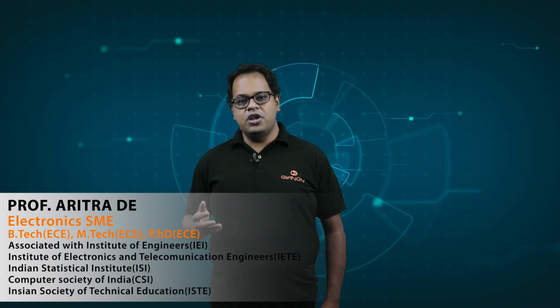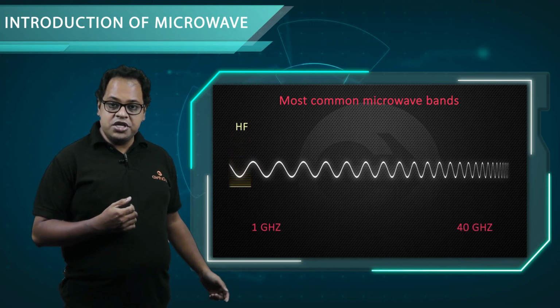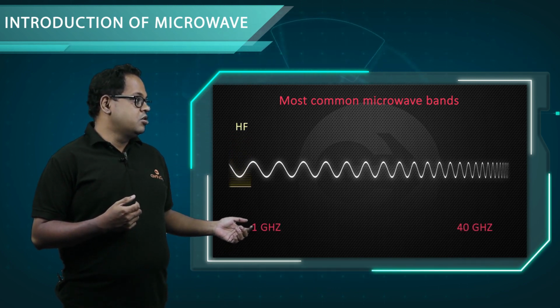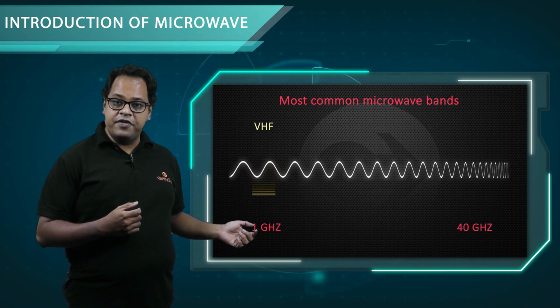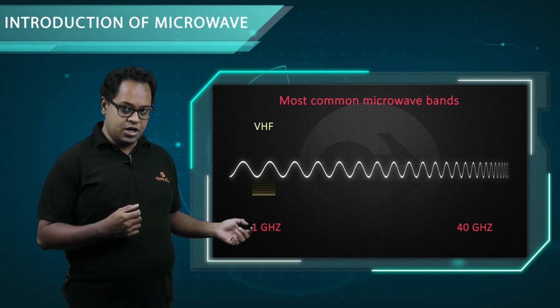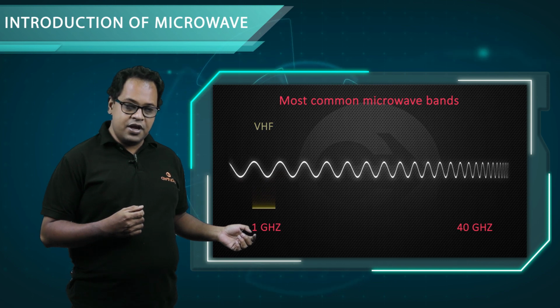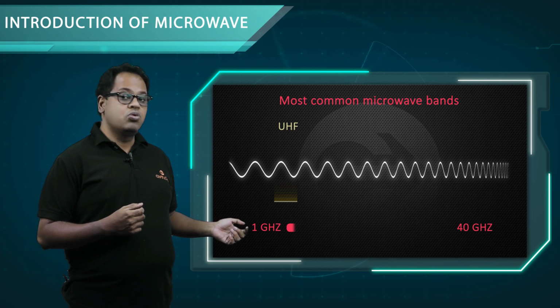In this segment, we are going to introduce microwave. But before discussing microwave, let us discuss the different frequency ranges. They are high frequency or HF, which ranges from 0.003 to 0.03 GHz. Next is very high frequency or VHF, which ranges from 0.03 to 0.3 GHz. Next frequency range is ultra high frequency, which is from 0.3 to 1 GHz.